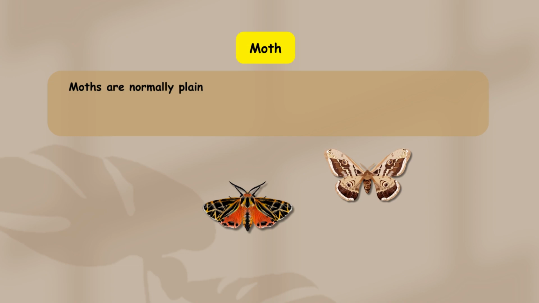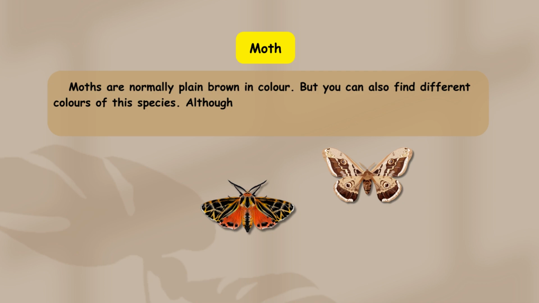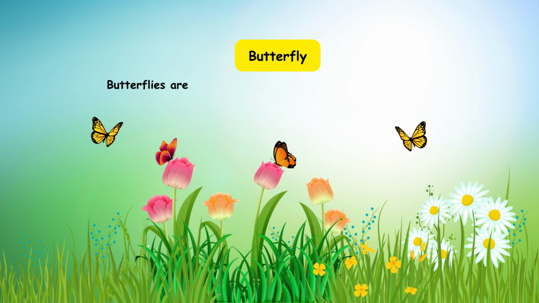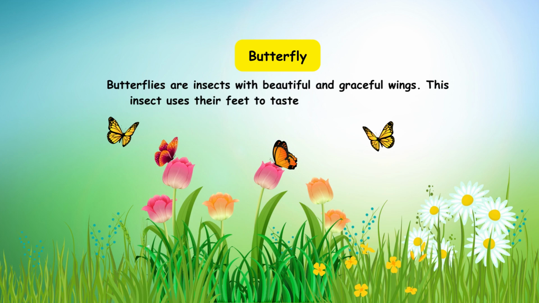M-O-T-H, moth. Moths are normally plain brown in color, but you can also find different colors of this species. Although they aren't the most harmful insects you can find in a home, they can cause damage to clothes, food, and other belongings. B-U-T-T-E-R-F-L-Y, butterfly. Butterflies are insects with beautiful and graceful wings. This insect uses their feet to taste and smell the flowers.